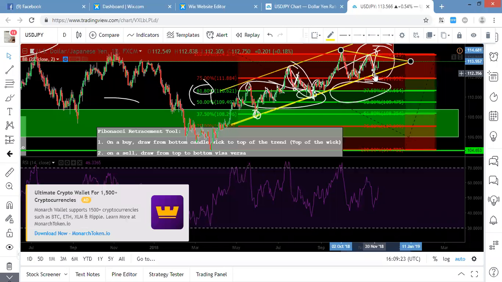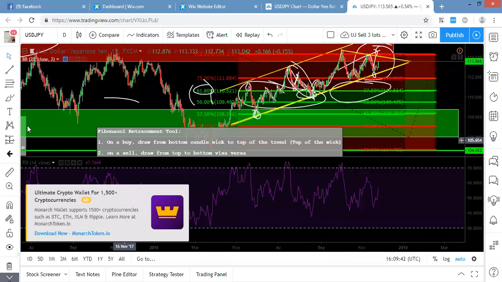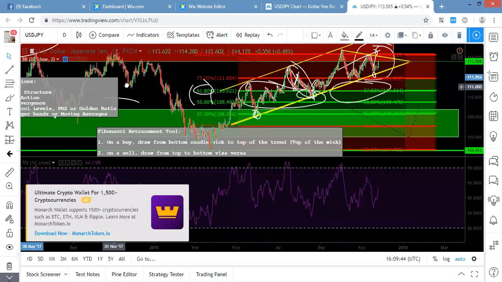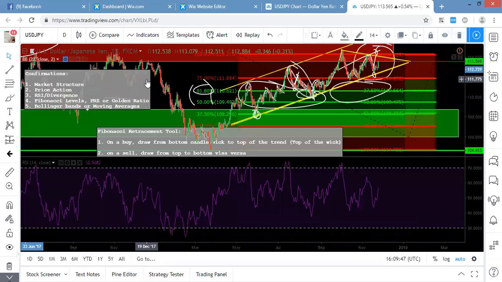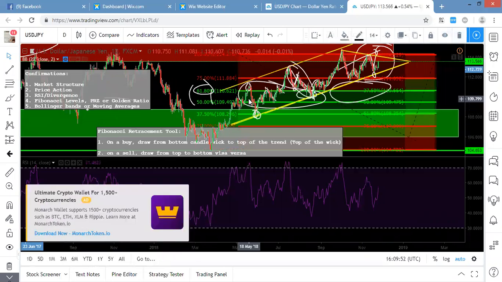So again, market structure. Are we hitting a top or bottom trend line? Number 2, is price action moving in our favor? Number 3, is the RSI in an extreme zone, or is there divergence, bullish or bearish? Number 4, and actually let's go over there so you guys can see what I'm talking about here. Number 4, are the Fibonacci levels, PRZ, or the golden ratio matching up? Okay. Are you looking at these key levels and determining where your trade could end up?